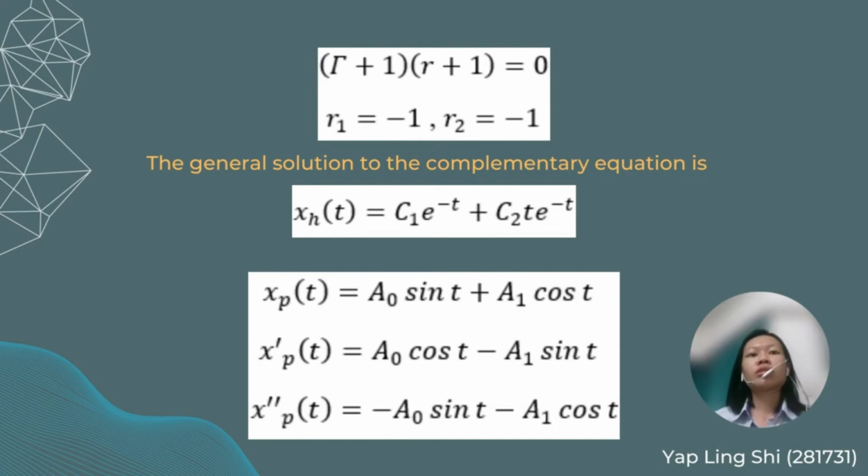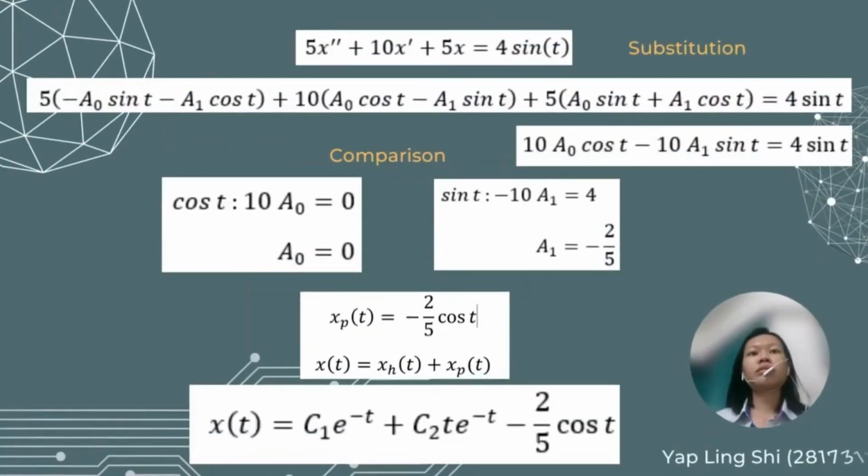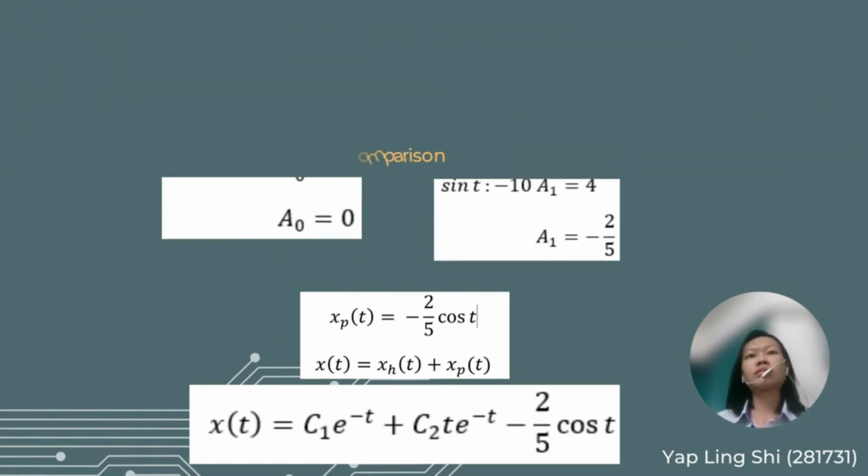Next, the trial solution of xp is a0 sin t plus a1 cos t. We differentiate once to find x prime p and differentiate twice to find x double prime p. Then by using undetermined coefficients, we know a0 equals 0 and a1 equals -2/5. Moreover, we are able to find the general solution equals c1 e to the power of negative t plus c2 t e to the power of negative t minus 2/5 cos t.